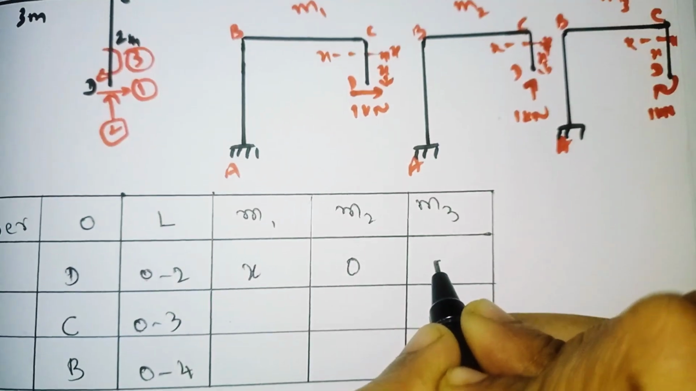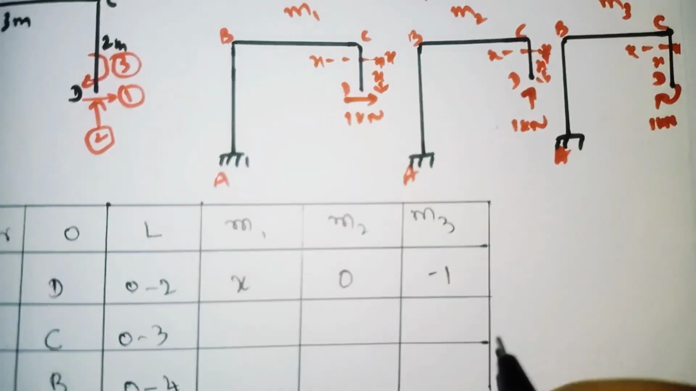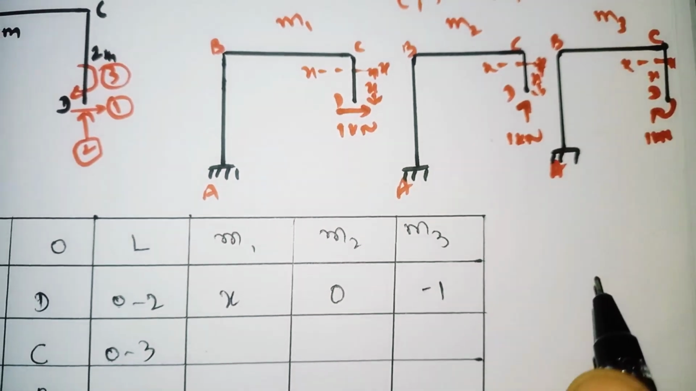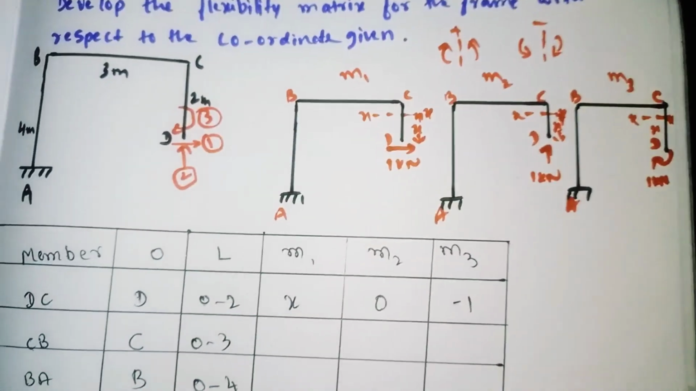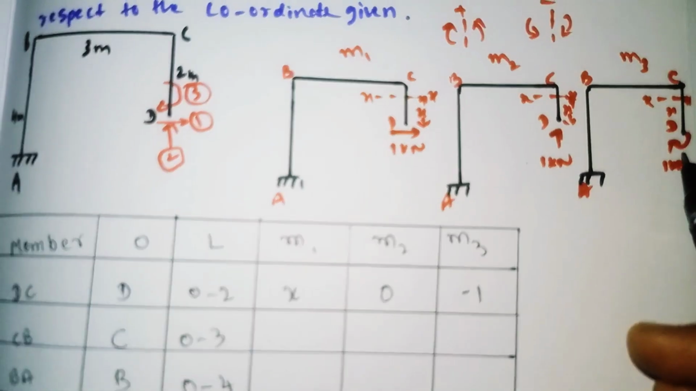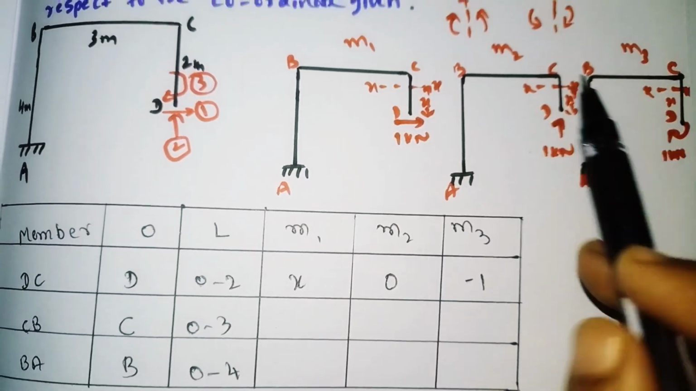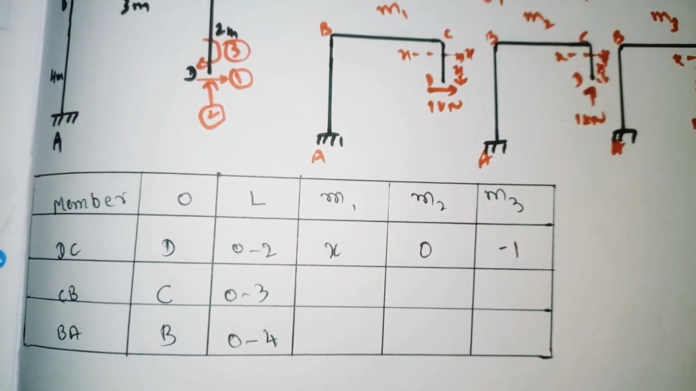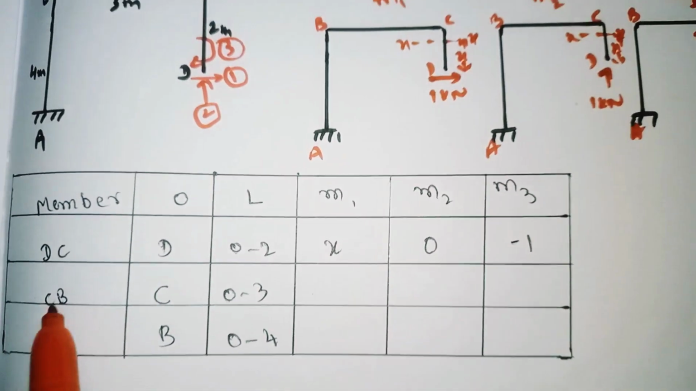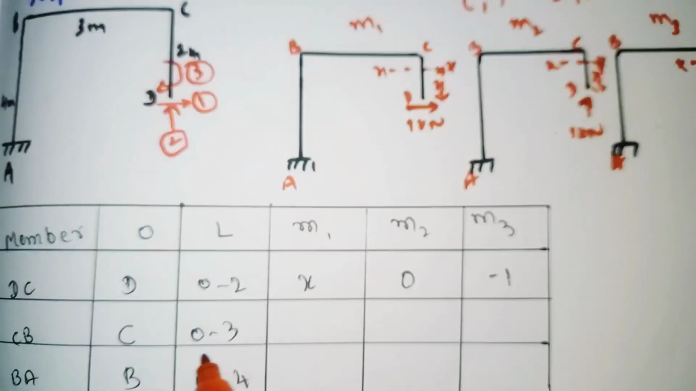So we should not see whether it is clockwise or anti-clockwise. We have to see the effect of that movement on this member. So it is pushing the member downward, so we need to take the negative. So -1.